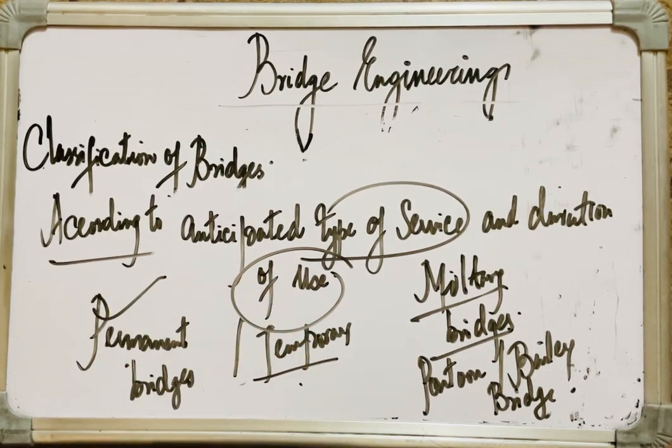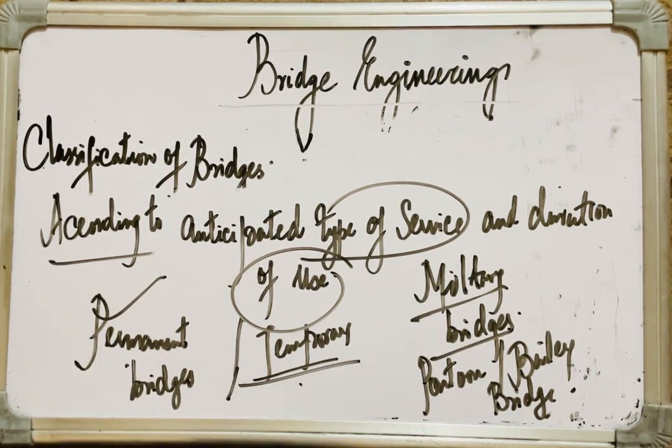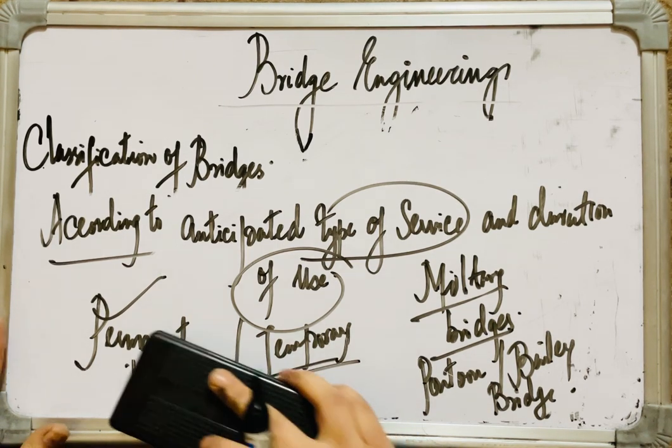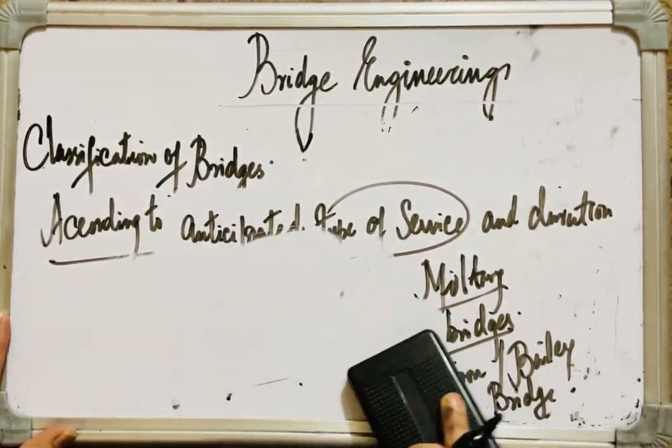Permanent, which we are going to construct permanently and won't be removed after certain use. Temporary, which we make for some temporary situations. And then we have military bridges, which are used for military exercises. And in that type of bridges, we have essentially two bridges, the pontoon bridges and the Bailey bridges.